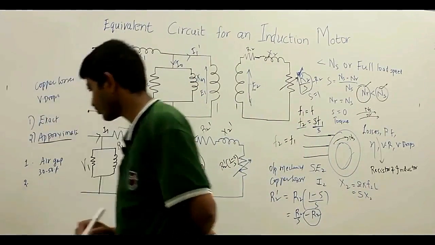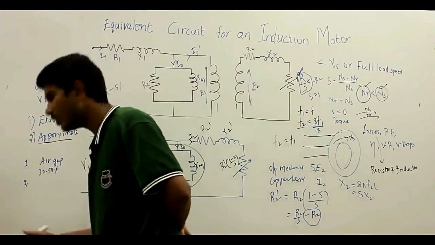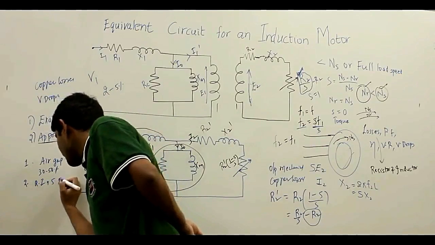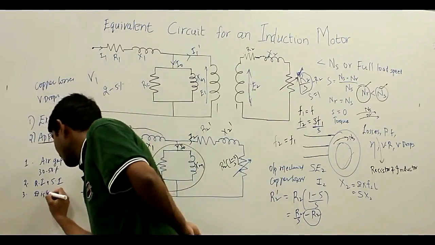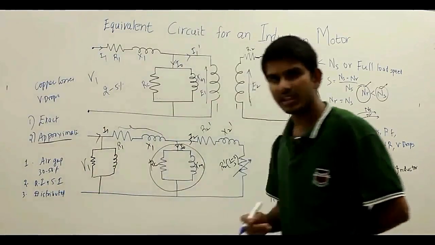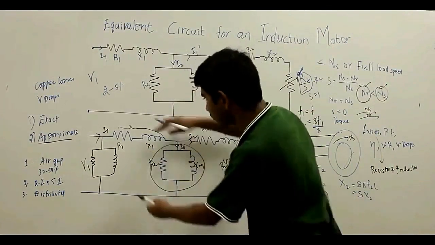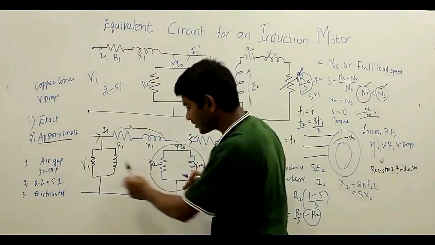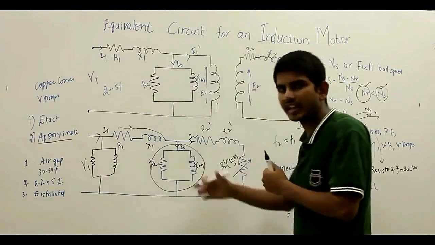And the second reason is that the rotor and the stator inductances have a large value. And the third reason is that the windings are distributed, unlike in your transformer. So because of these three reasons, we do not consider the approximate model, but we consider the exact equivalent model only. The difference comes in the shunt branch only, between the exact equivalent model and the approximate equivalent model.